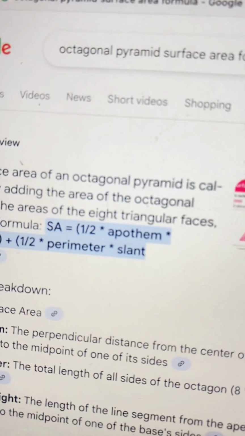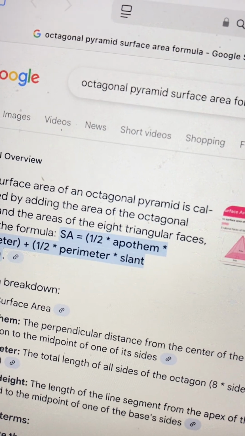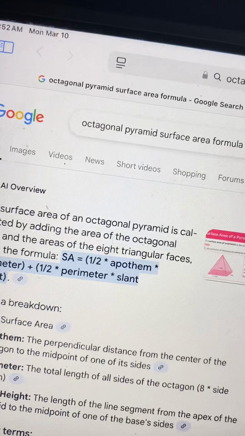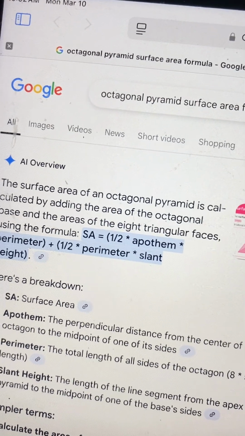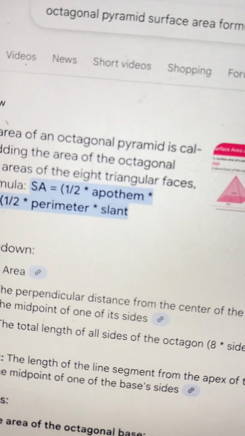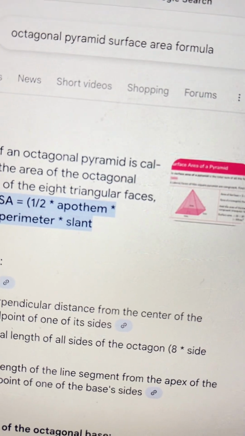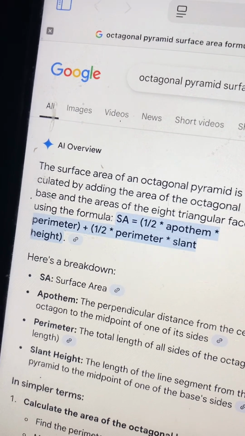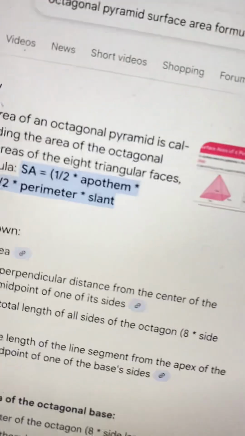And lastly, we have an octagonal pyramid with an 8-sided base. The surface area of an octagonal pyramid is different, calculated by adding the area of the octagonal base and the areas of the 8 triangular faces, using the formula SA equals 1/2 times apothem times perimeter plus 1/2 times perimeter times slant height.